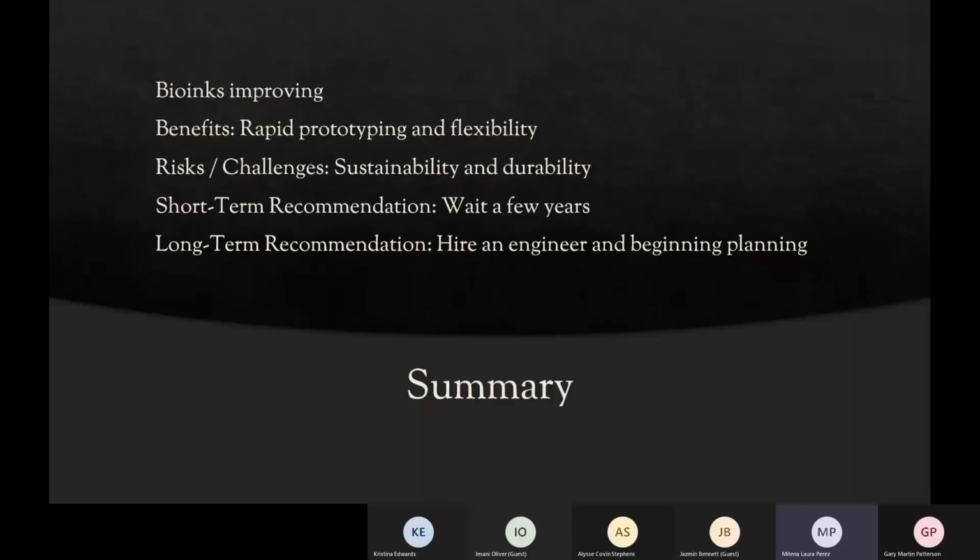Impacts to our organization are the need to hire at least one engineer, finding a physical space to house the machinery, materials, and staff, and outlining the process for upgrading computer hardware and software. The short-term recommendation is to wait a few years before taking the dive. The long-term recommendation is to hire an engineer in the next year and begin the planning and budgeting process now with the intention of incorporating the technology in 5 years.